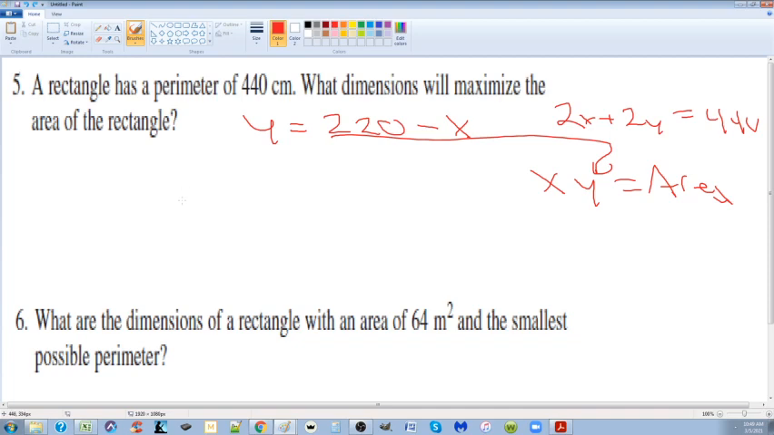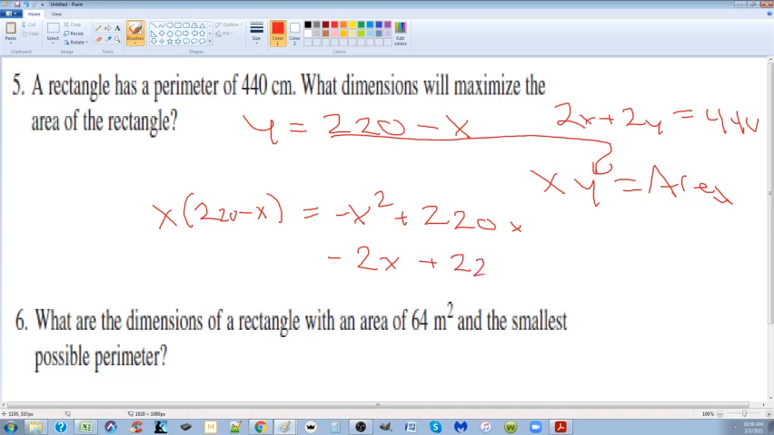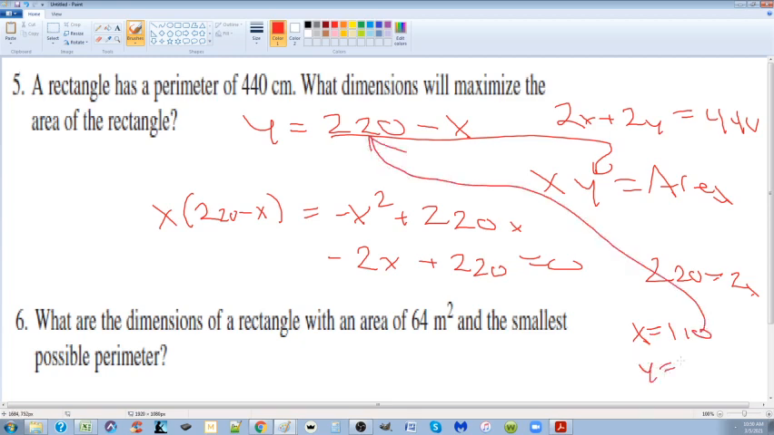But if I'm actually going to multiply it out, I get 220x minus x squared. And when I take the first derivative, I get this. Now I set this equal to 0 to find the slope of my tangent at the peak, at the maximum. And I get 220 is equal to 2x. Therefore, you can see x is equal to 110. And plugging back into my perimeter formula, y is also equal to 110. And lo and behold, we get a square.